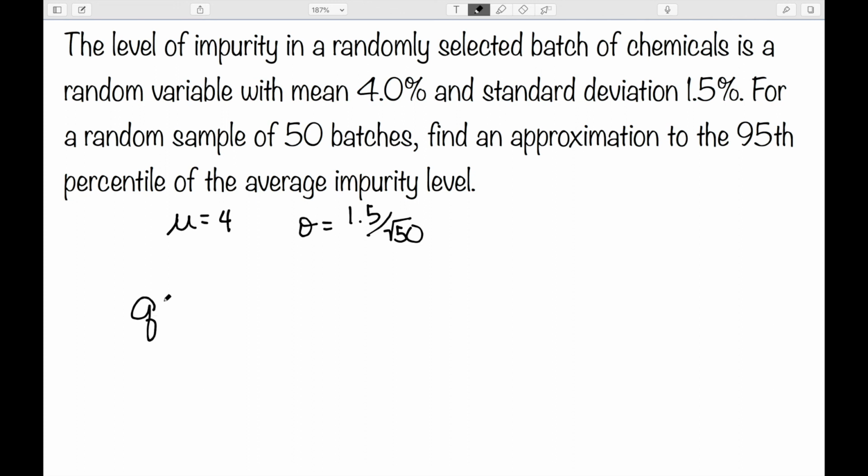For percentiles, we're going to use qnorm. We're looking for the 95th percentile. My mean is 4. My standard deviation, 1.5 over the square root of 50. So this command in R would give me the solution here.